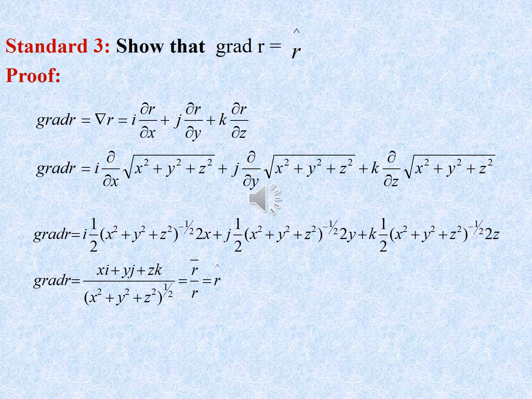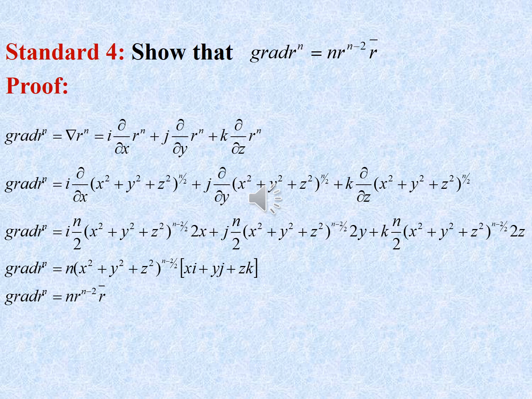grad r is equal to i (1/2)(x² + y² + z²)^(-1/2) · 2x + j (1/2)(x² + y² + z²)^(-1/2) · 2y + k (1/2)(x² + y² + z²)^(-1/2) · 2z. So simply that equation can be written like this: grad r is equal to (xi + yj + zk) / (x² + y² + z²)^(1/2). So that is equal to r bar by r, that represents r cap. It represents a unit vector.